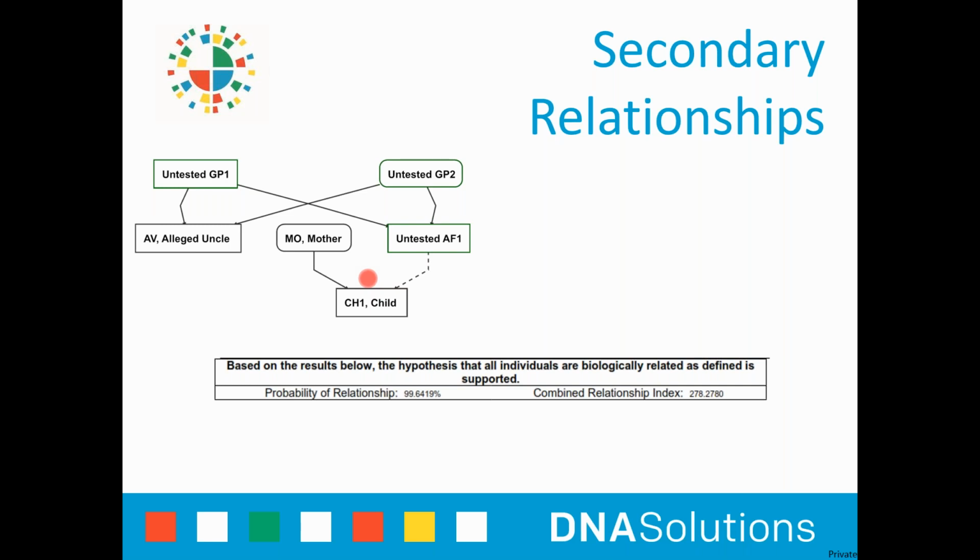When I say we, I mean the computer software we use. I tell it all this information and it tells me that answer. So in this case, adding the mother gave us a nice supported relationship, 99.6419%, relationship index of 278. Great answer, everybody's happy.